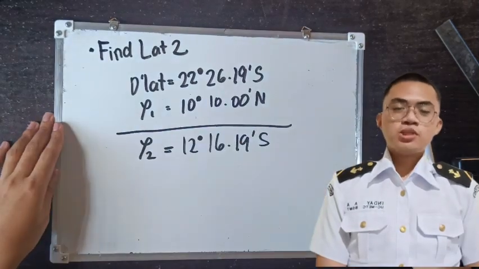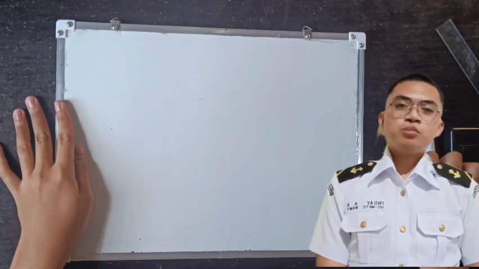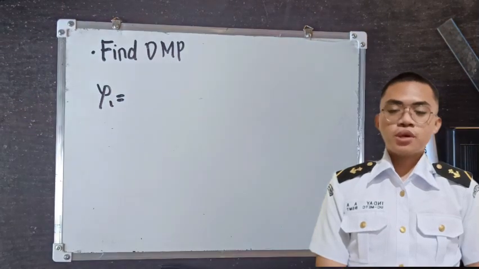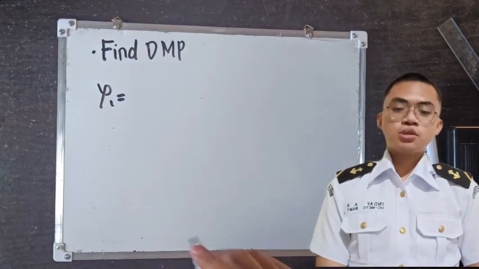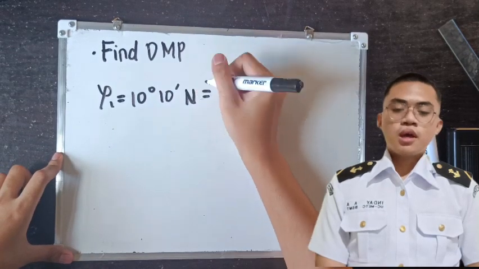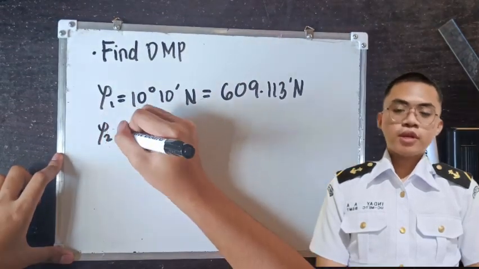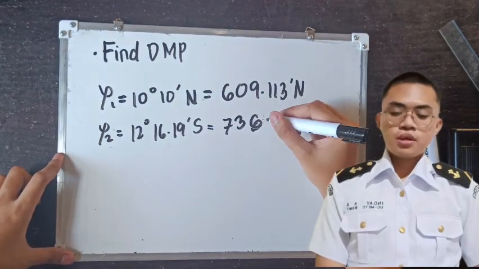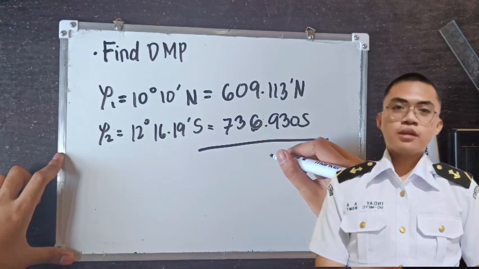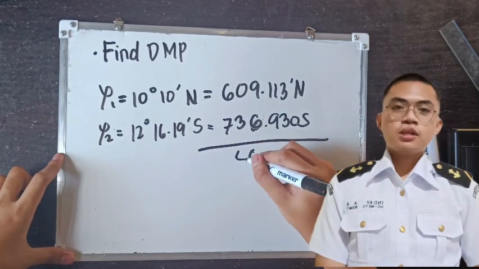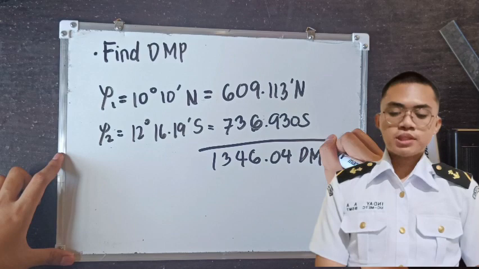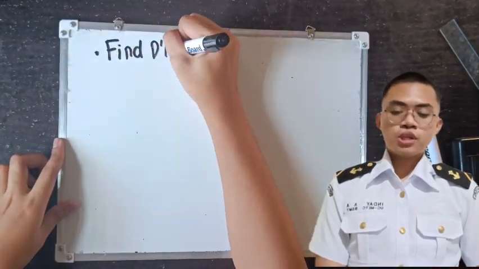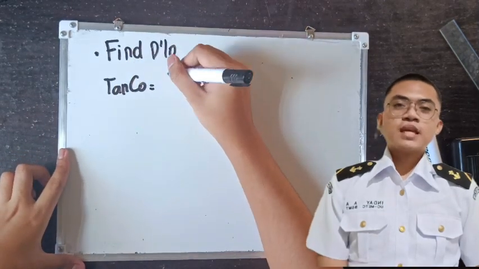To get the MP, we must use a scientific calculator and input both latitudes into the formula as stated before. If done correctly, we have the meridional part of latitude 1 equal to 609.113 north, and the meridional part of latitude 2 will be equal to 736.930 minutes south. Since both latitudes are in different hemispheres, we must add, and this will be equal to 1346.04 DMP. The next step is to find the DLO.